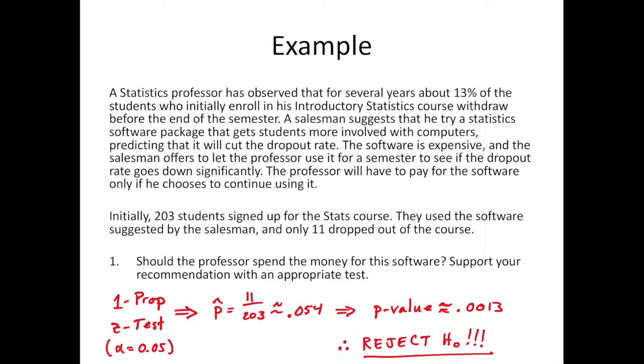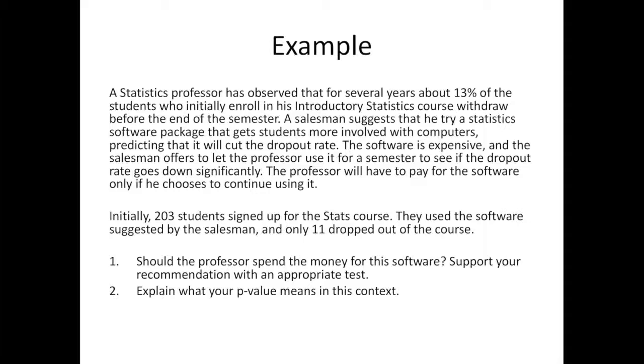So typing everything into the calculator, performing a one prop z-test, we get a p-value of about 0.0013. Now, since our p-value is lower than our predefined value of alpha, 0.05, we end up rejecting the null in favor of the alternative. That means that there is statistically significant evidence at a 5% level that the software is effective at lowering the withdrawal rate for the statistics course.